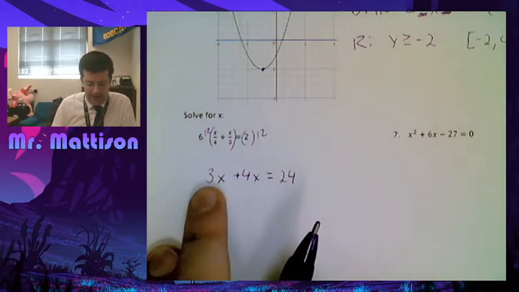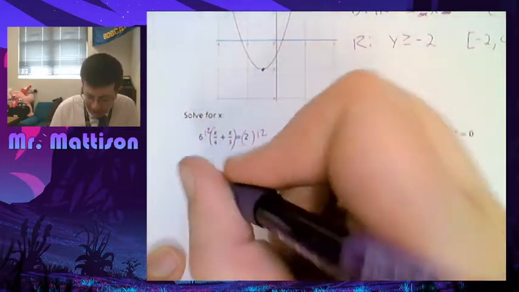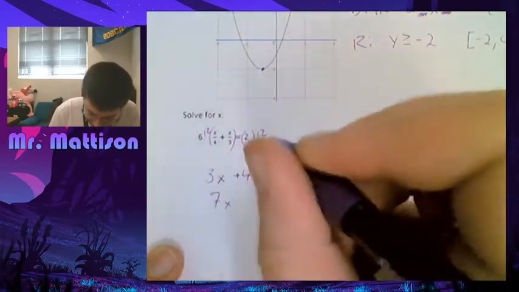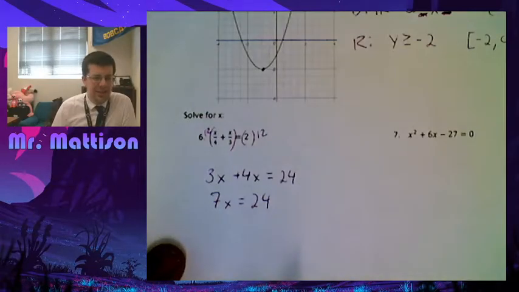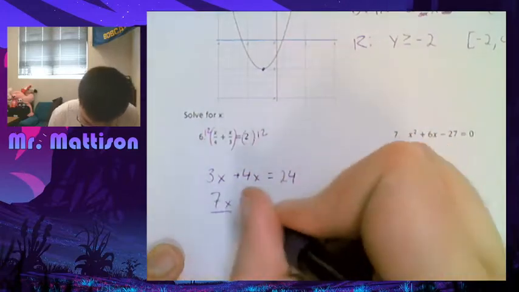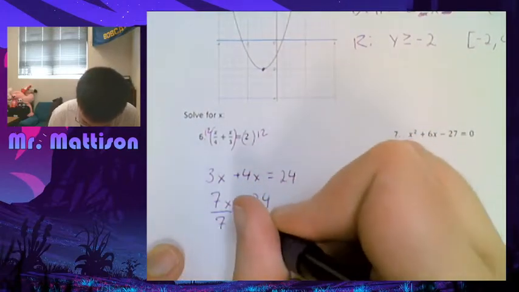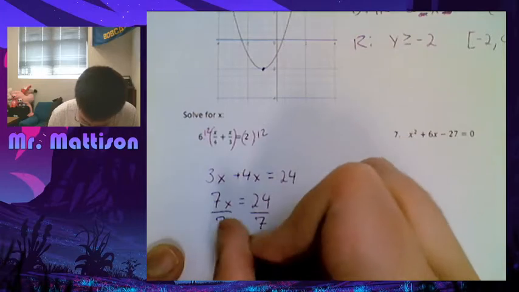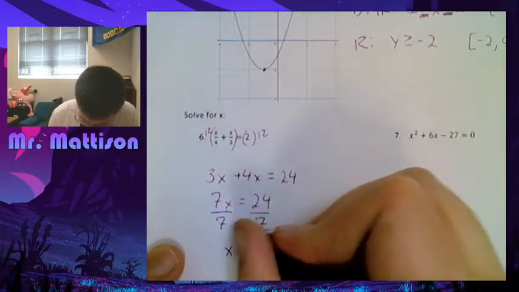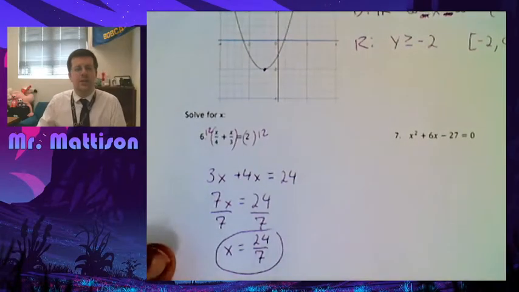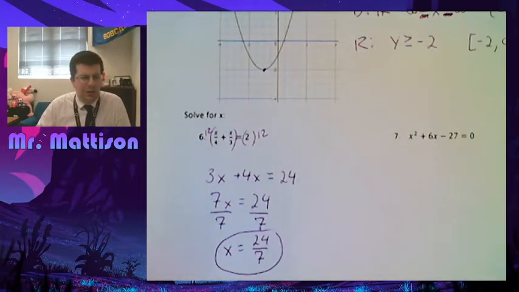Well, then I can add these. 3x plus 4x is just going to be 7x equals 24. And then very simple, to get the x by itself, I want to divide by that 7. So divide by 7s. And I get x is equal to 24 sevenths. So again, leave those as fractions. Don't give me decimal approximations when there's not a need for it.